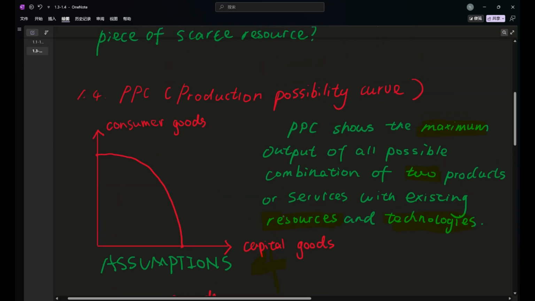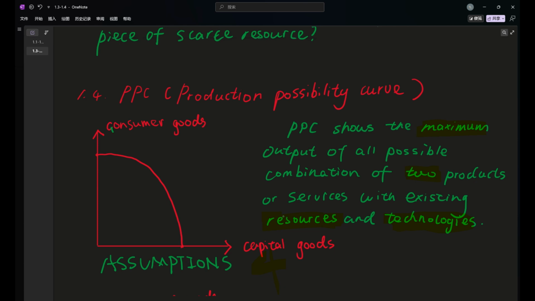But I don't expect you to understand it right now. Maybe let me tell you how to understand it. Maybe until now you don't really understand what this graph means. You only read the definition and you cannot relate it to the graph on the left hand. Let me tell you what it means. Consumer goods and capital goods. I assume you know that, but I will give you a definition right now.